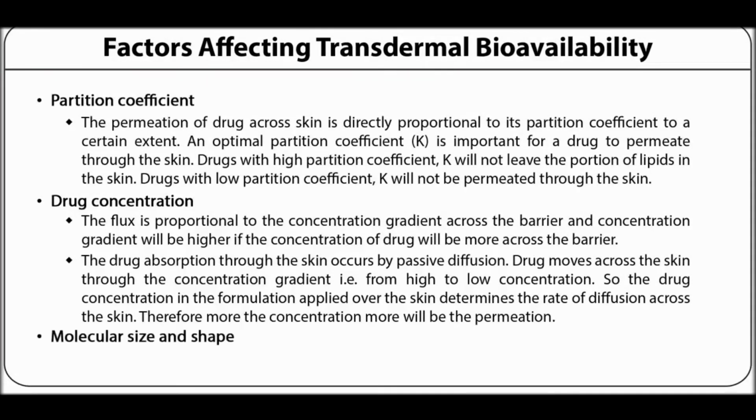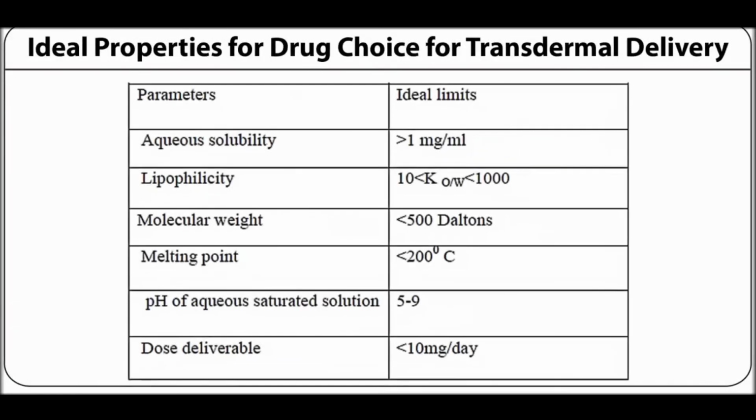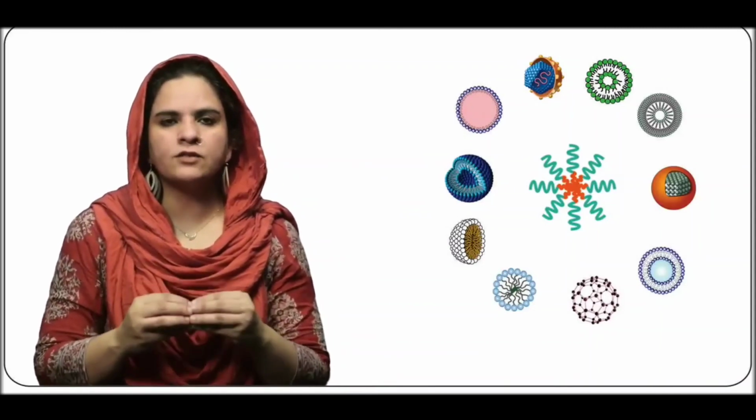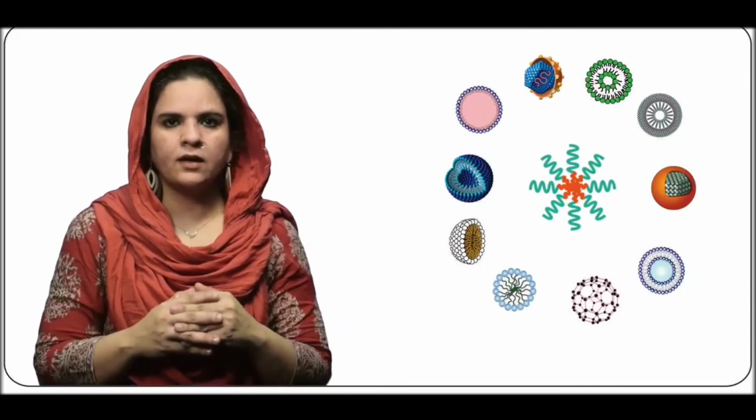Molecular size and shape. Higher the molecular weight, lesser is the drug absorption. Similarly, small molecules penetrate faster than the larger ones. The table in front of your screen sums up the various ideal properties which will help us to have an excellent transdermal delivery. The transdermal drug delivery system has very significant advantages associated with it.